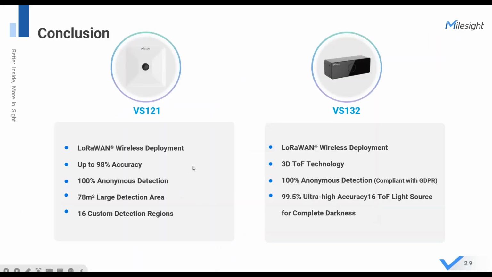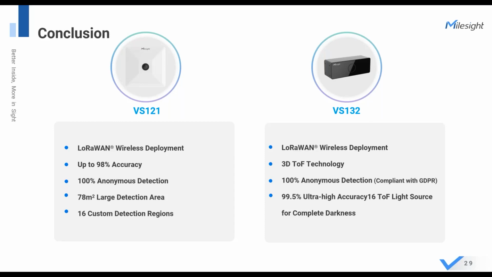Let's see. We have talked about both VS121, the workplace occupancy sensor, and VS132, the 3D ToF People Counting sensor. Both of them will satisfy your space utilization applications. They will manage your space. VS121 is mostly used to do the occupancy detections with a high accuracy of up to 98% and 100% anonymous rate for detection.